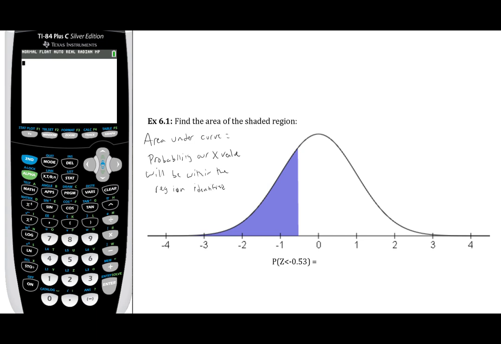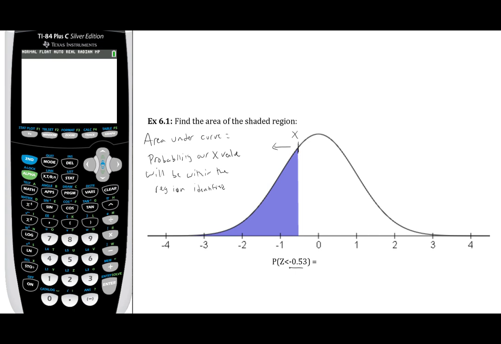So basically what we're trying to do with this example is determine the probability that for a given sample or population or a given scenario, if we randomly choose some x value, it will be to the left of a z-score of negative 0.53. Recall that a z-score just represents the number of standard deviations either above or below the mean. It's a way of standardizing our values.